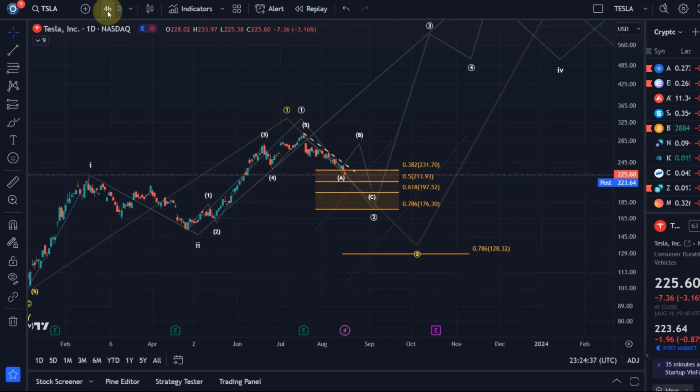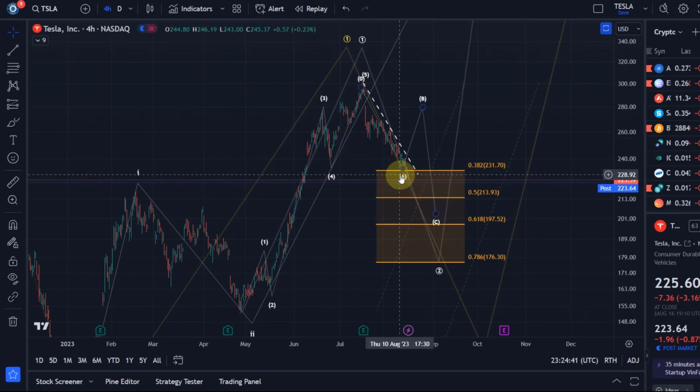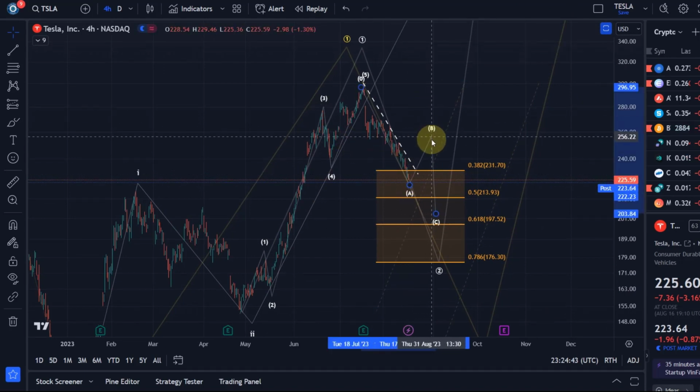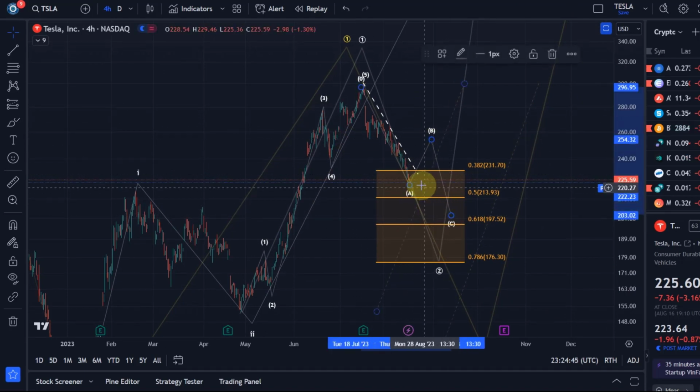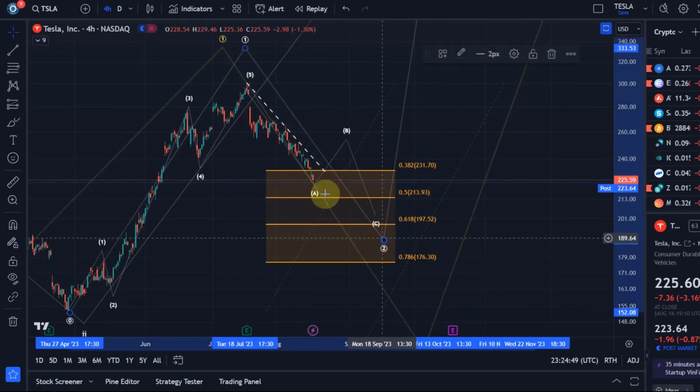Coming down at the moment, I go to the 4-hour chart. We're coming down now in what would be an A wave, and the B wave bounce would be needed as well. So obviously it seems quite likely that at some point now we get a B wave bounce.